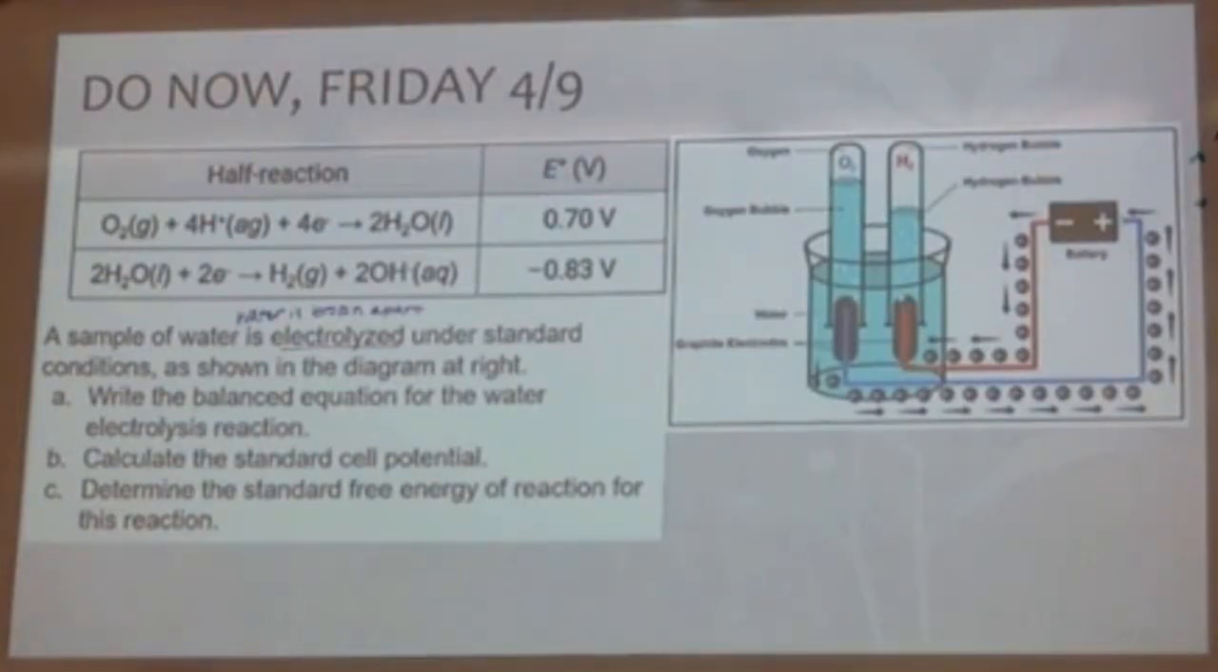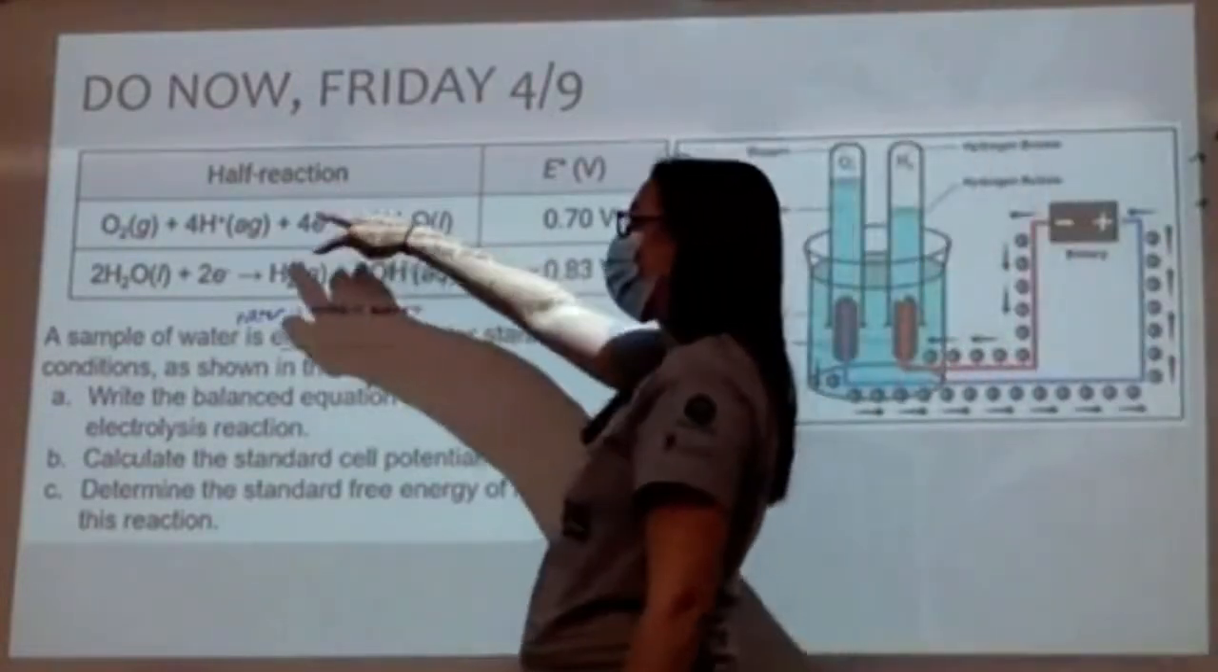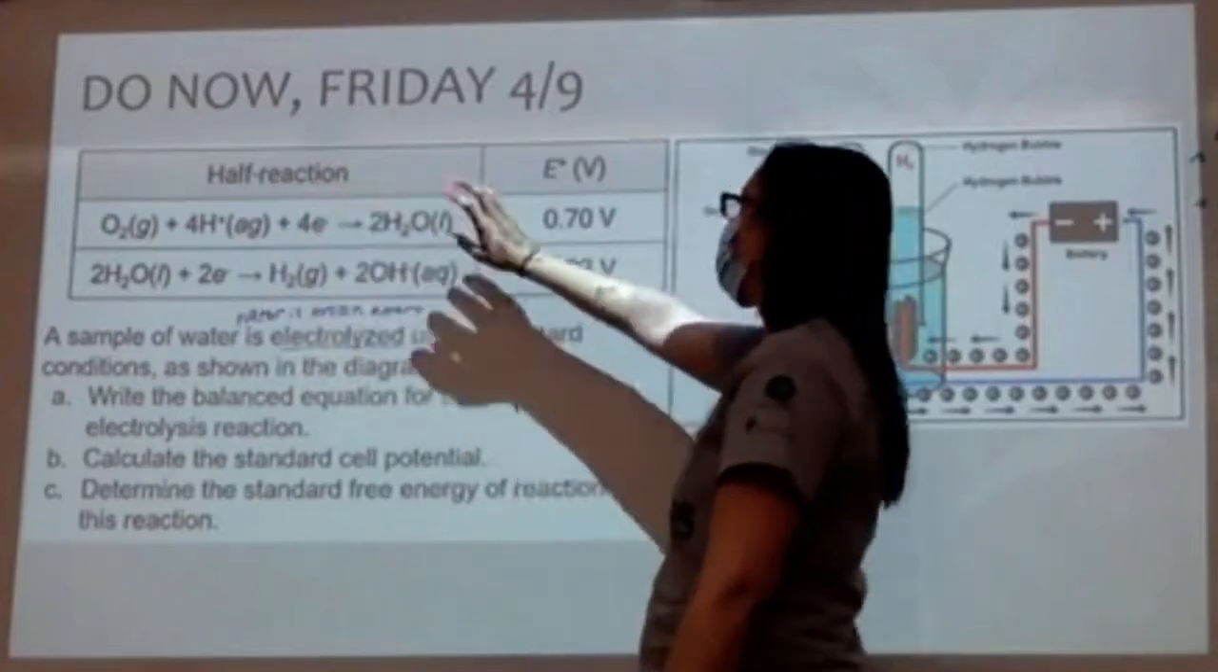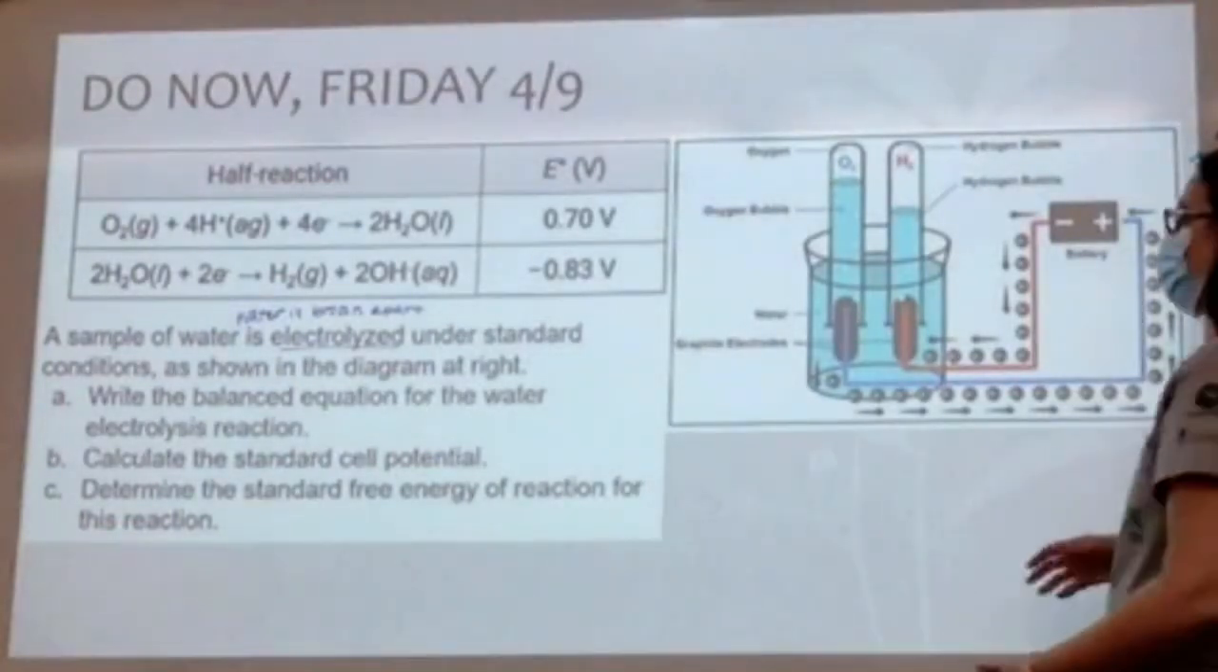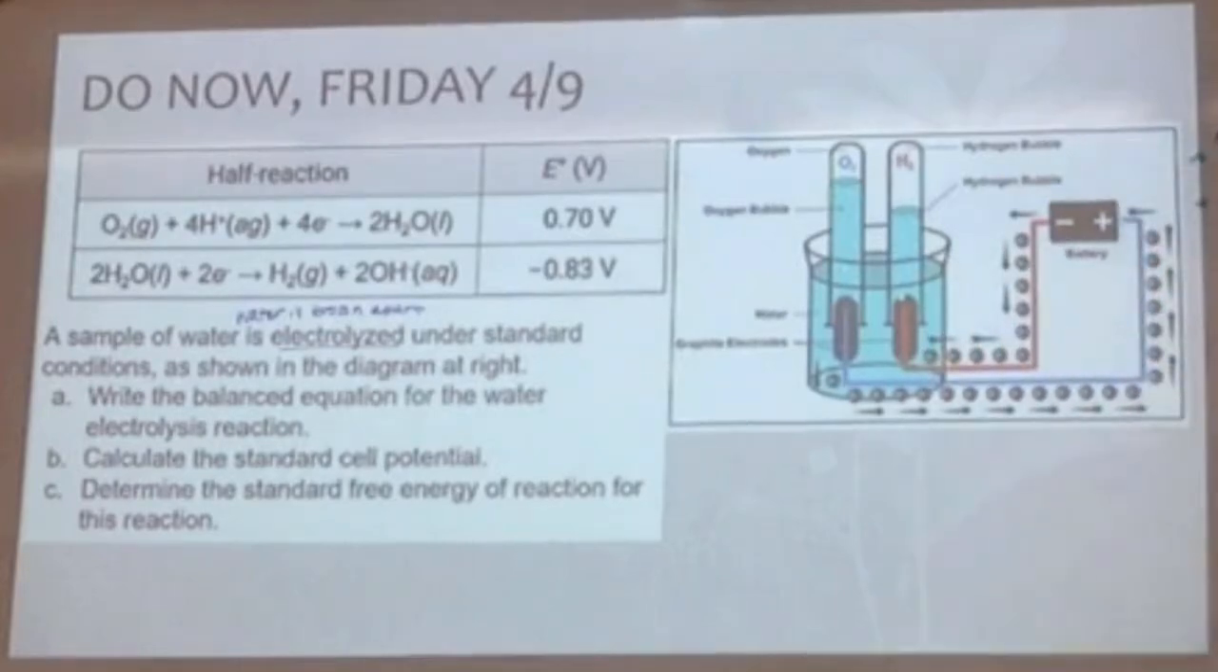Part A says write the balanced equation for the water electrolysis reaction. Up here they give us two half reactions. Whenever they give you half reactions with potentials, those are reduction potentials. So they're showing us both reduction reactions. Now, just like a voltaic cell, you always need one oxidation and one reduction half reaction.